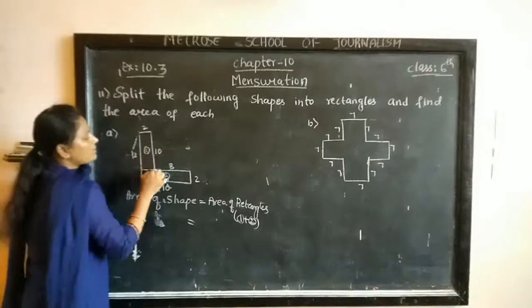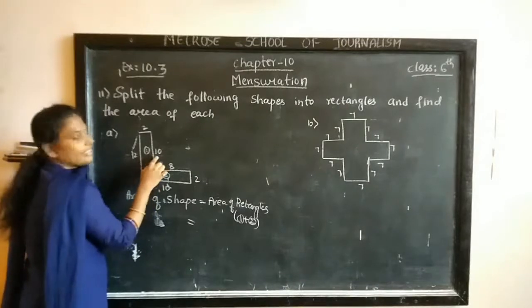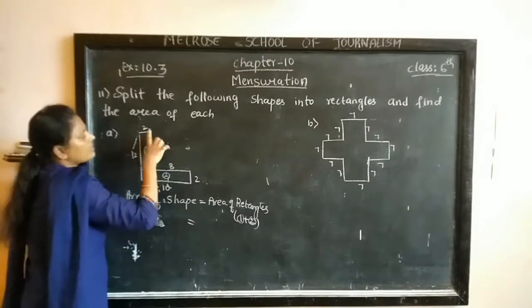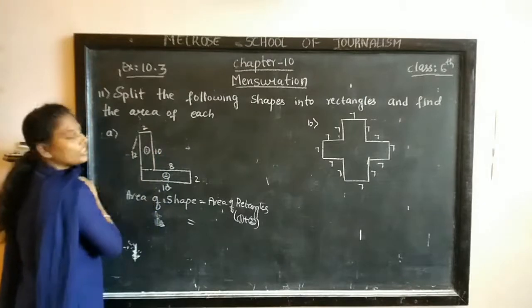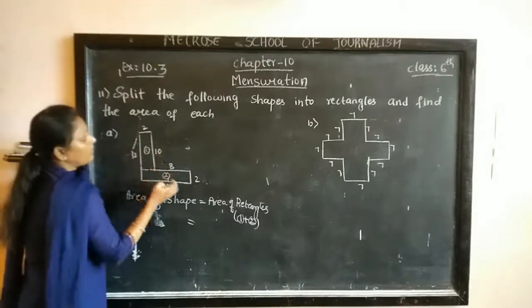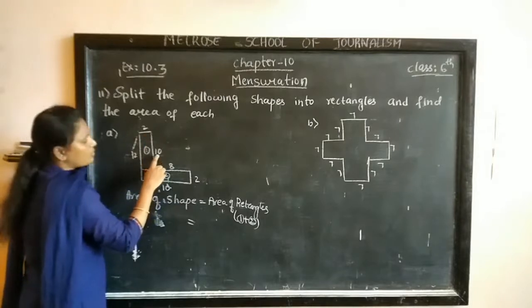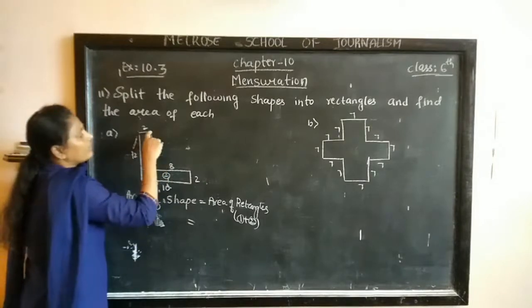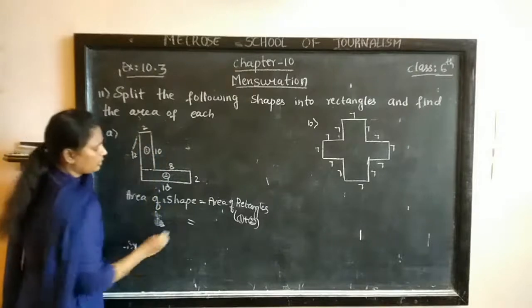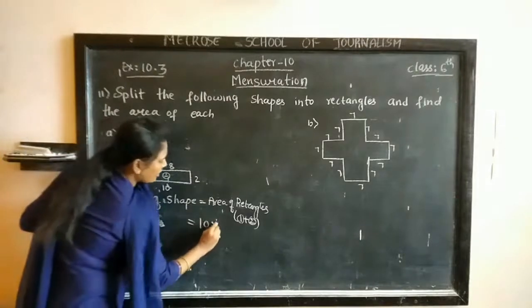So, if after splitting they have given directly here it is 10. Means this is length or this is breadth. So, directly it is given 2 into 10, because this length we need. This length is directly given, that is 10. So, you consider this length. 10 into 2. Length into breadth.